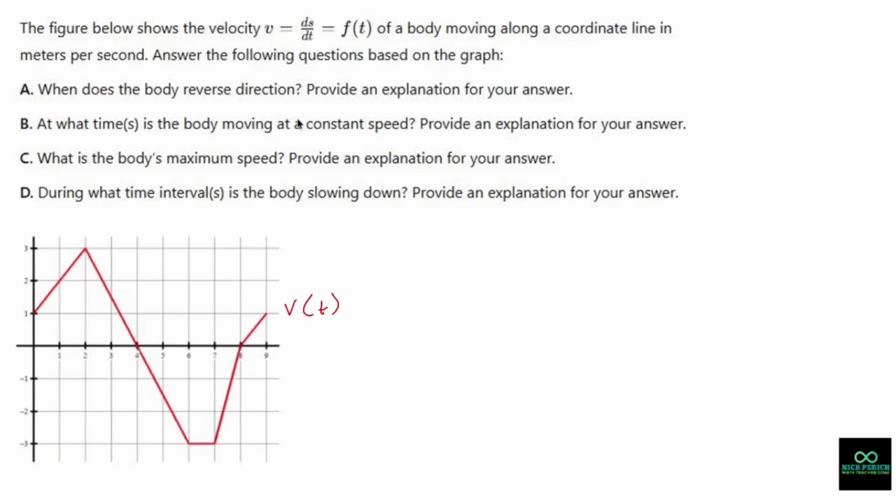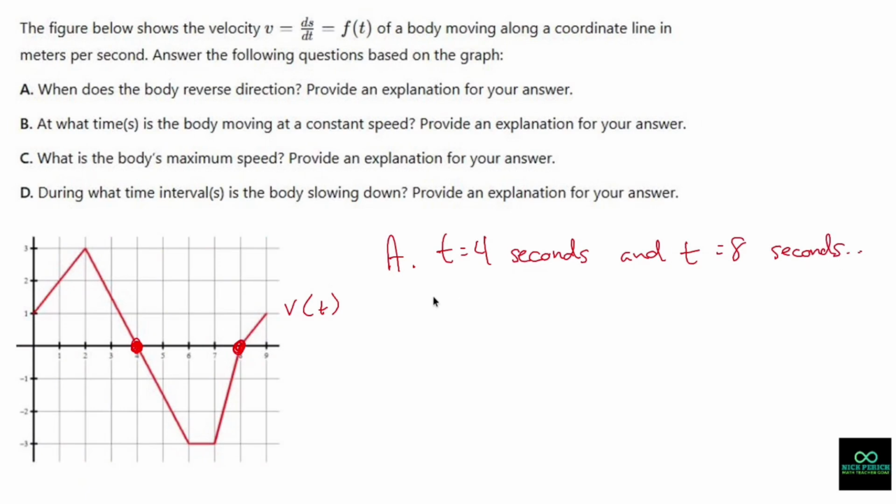Well, the body reverses direction at any time where it crosses the x-axis. Anytime there's a sign change is when it reverses direction. So to answer part A, there's a sign change at 4 and a sign change at 8. So A is going to be t equals 4 seconds and t equals 8 seconds.